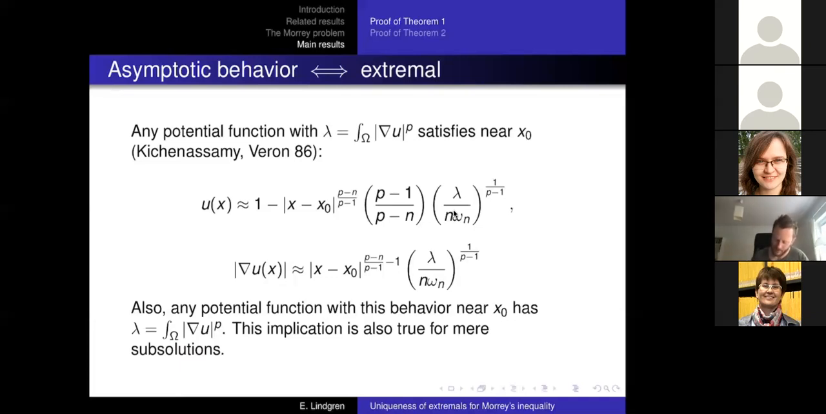I think they were not interested in the minimizer. No, right. They were not looking at this problem. Yes. But in your problem, it is the key point. Right. That you can look only at the neighborhood of the extremal point. Right, exactly. This is the key point.